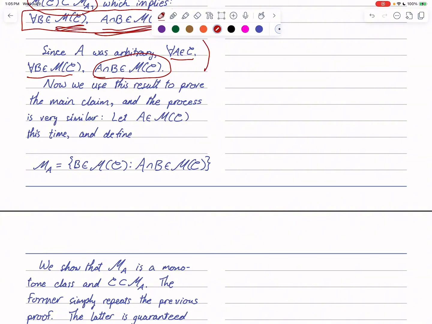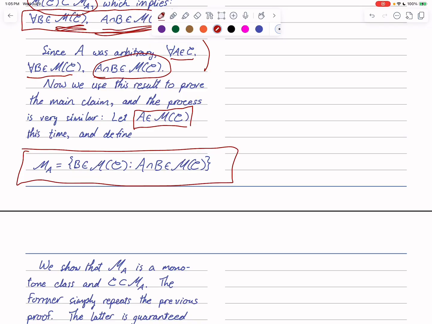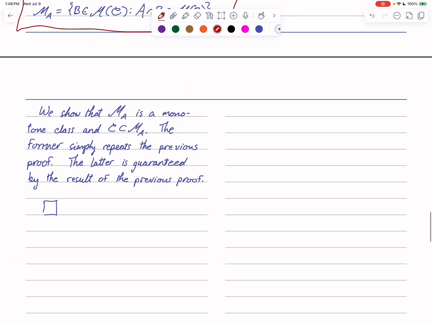We effectively reproduce the proof, but with a small tweak, right? So this time we are going to let A be anything from the monotone class, not just the generator. Again, we form the set M sub A defined in the same way. But this time, we want to show that M sub A is a monotone class and that it contains the generator. Well, the fact that this is a monotone class does basically deserve a proof, but it is exactly the same proof as what we just gave above. So since there's nothing really new there, I'm going to skip over that.